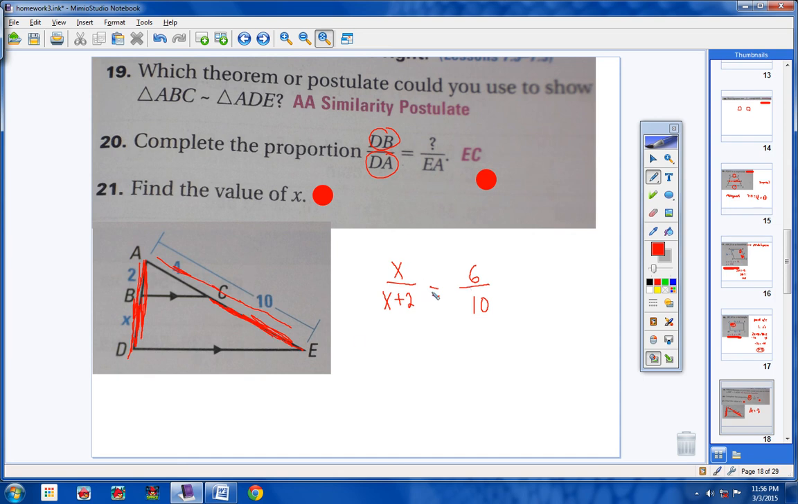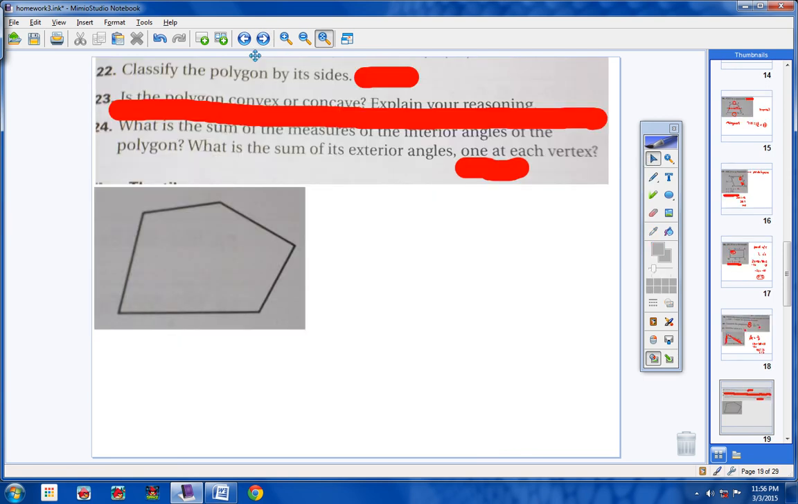So cross multiply. 10 times X is 10X. X plus 2 times 6 would be 6X plus 12. 6 times X, 6 times 2. Bring your 6X over and make it a negative 6X. And you're left with 4X equals 12. Now divide both sides by 4, and X equals 3. All right. So there we go. Moving on to number 22, and 23, and 24.